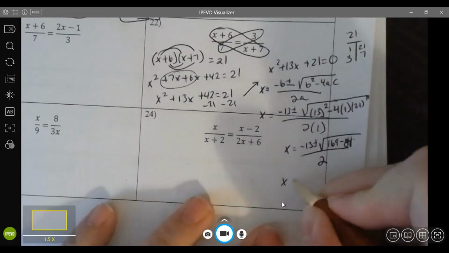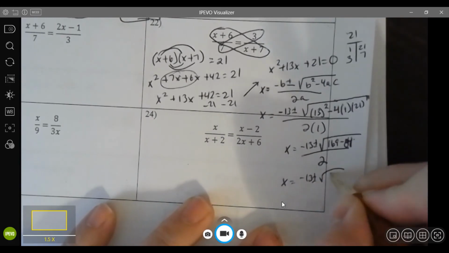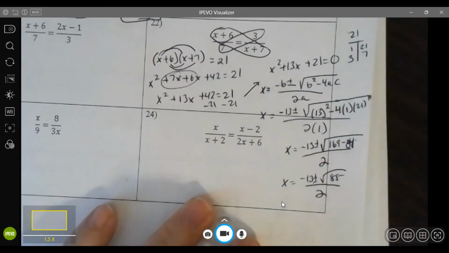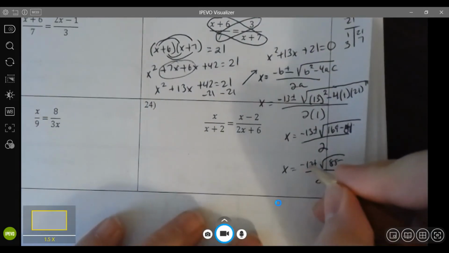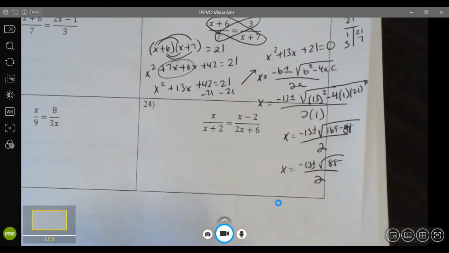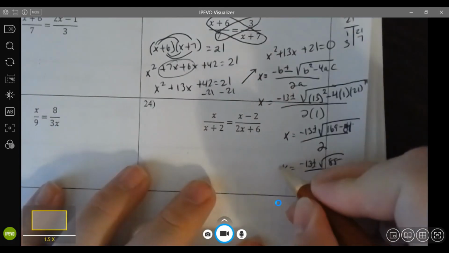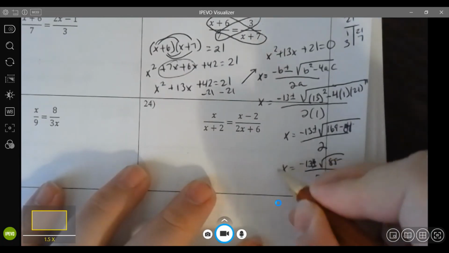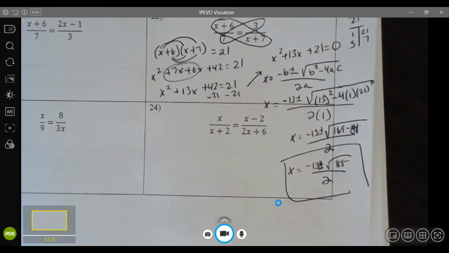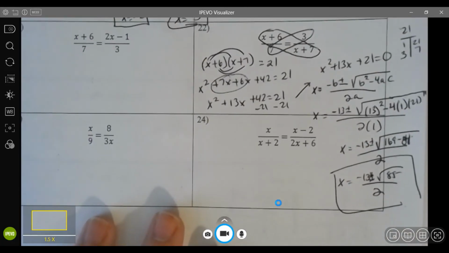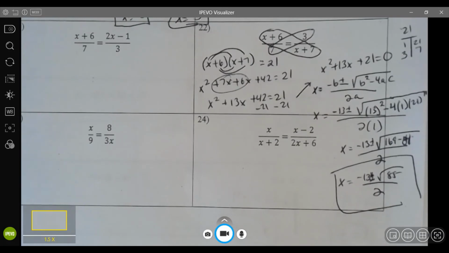This will be x equals negative 13 plus or minus the square root of 85 divided by 2. So there is no way that we can reduce the square root of 85. So we're just going to leave this as our answer. So negative 13 plus or minus the square root of 85 all divided by 2. And that's basically how you're going to do 21, 22, 23, and 24. You're just going to cross multiply, and then you're going to need to simplify at the very end.